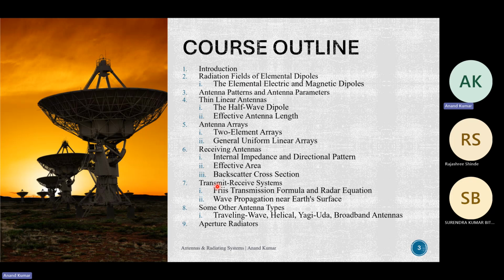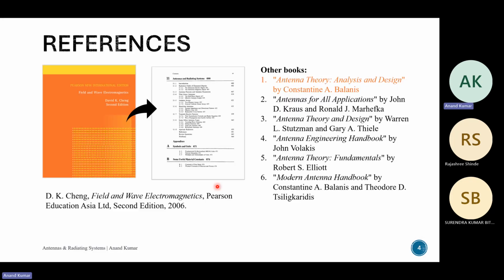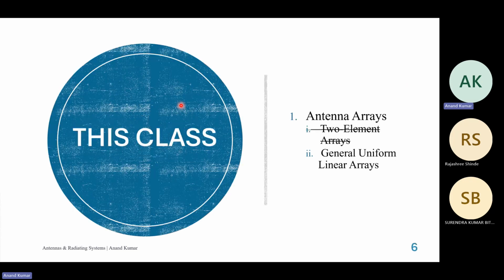We have a total of 12 classes, and this is only the fifth one, so we are almost halfway through the course. We have time on our hands. This is the textbook that we are referring to, D. K. Cheng, and we are doing module 5 from chapter 11. This class we will be doing the general uniform linear arrays.